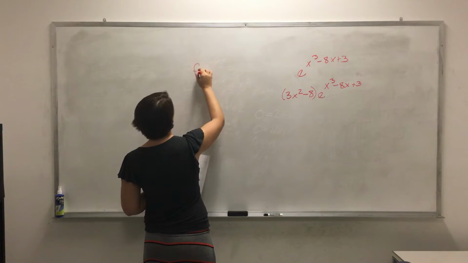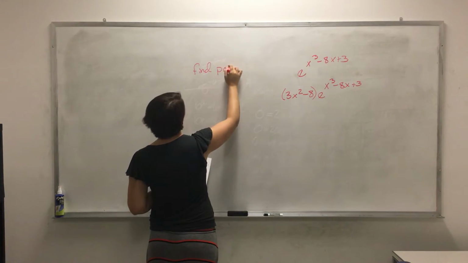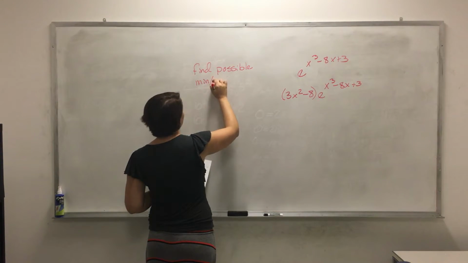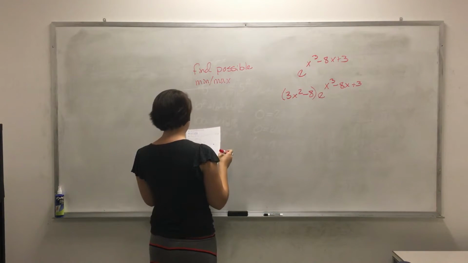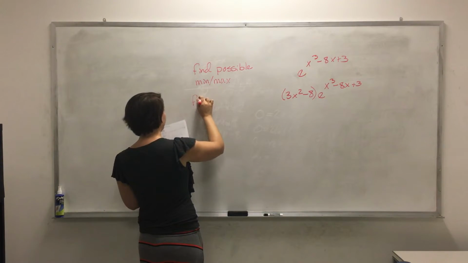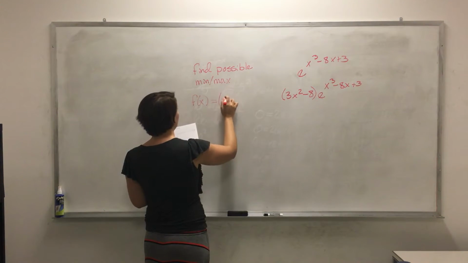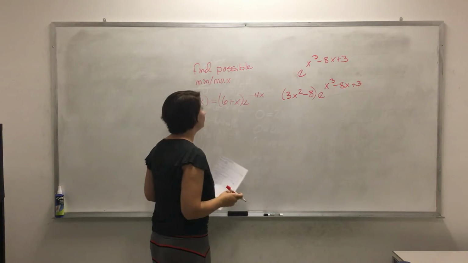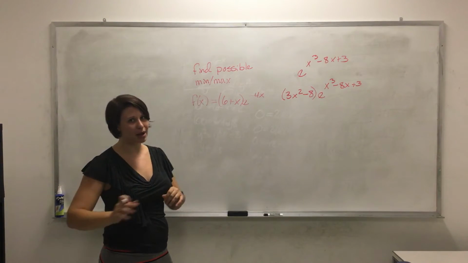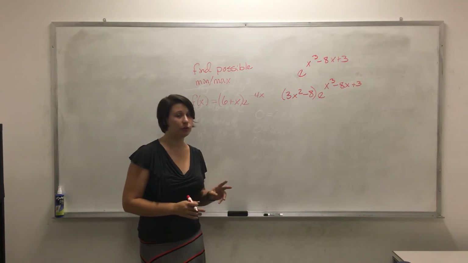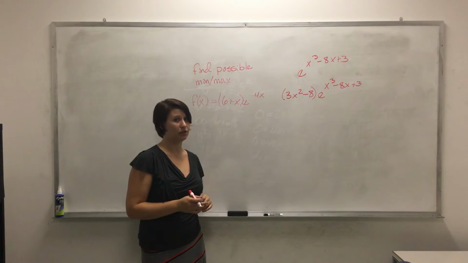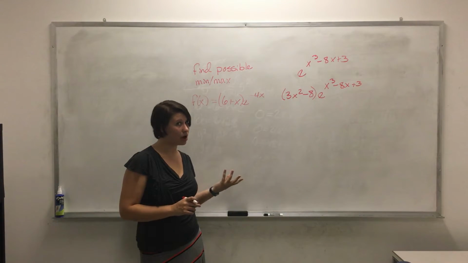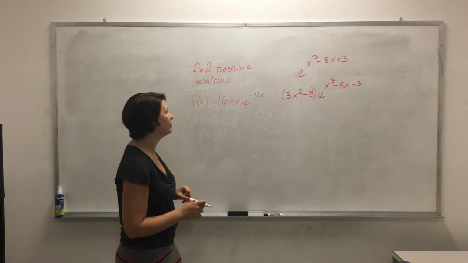So now we want to find possible minimums and maximums. If we're given that f of x is equal to 6 plus x times e to the negative 4x. So, finding minimums and maximums. Going back to chapter 2. We know mins and maxes are found by taking the derivative and setting it equal to 0. So, we need to take the derivative of this.